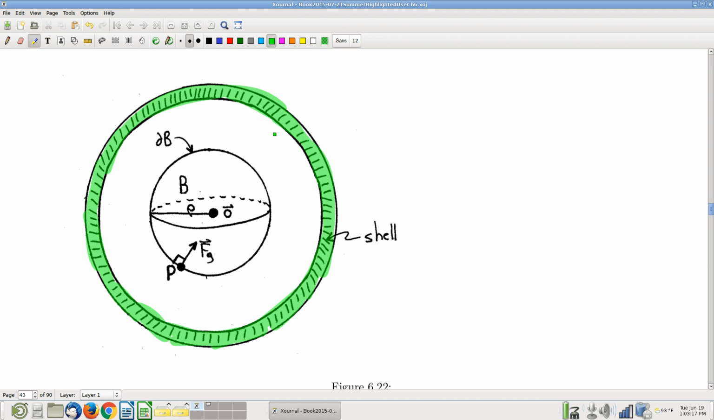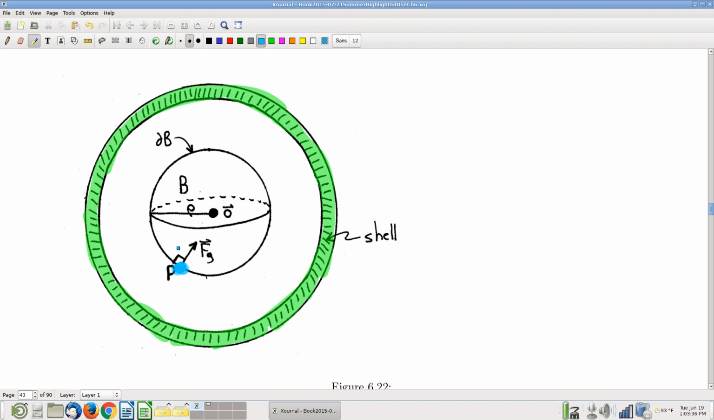So anyway, we're gonna go with this. We have a shell of mass, and I want to know what is the magnitude of the gravitational field inside that shell of mass. Now, let's try to back of the envelope this.